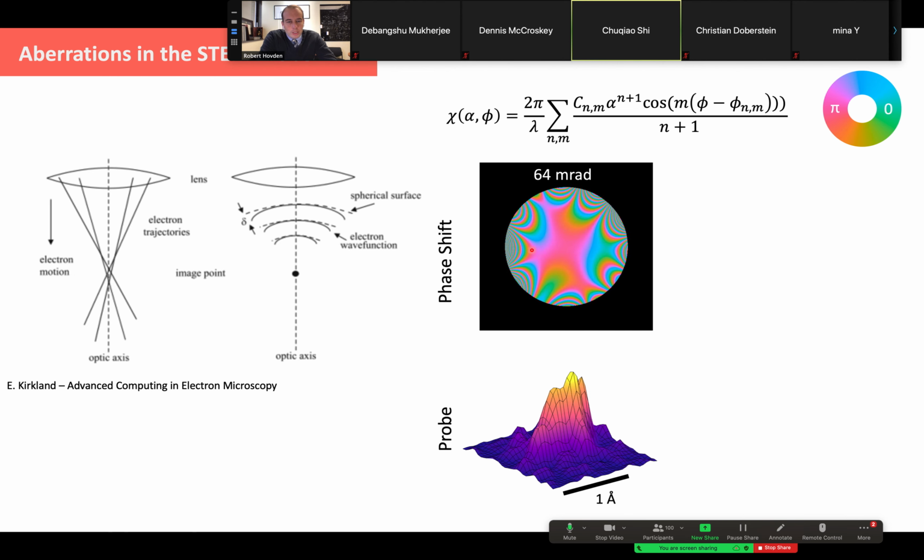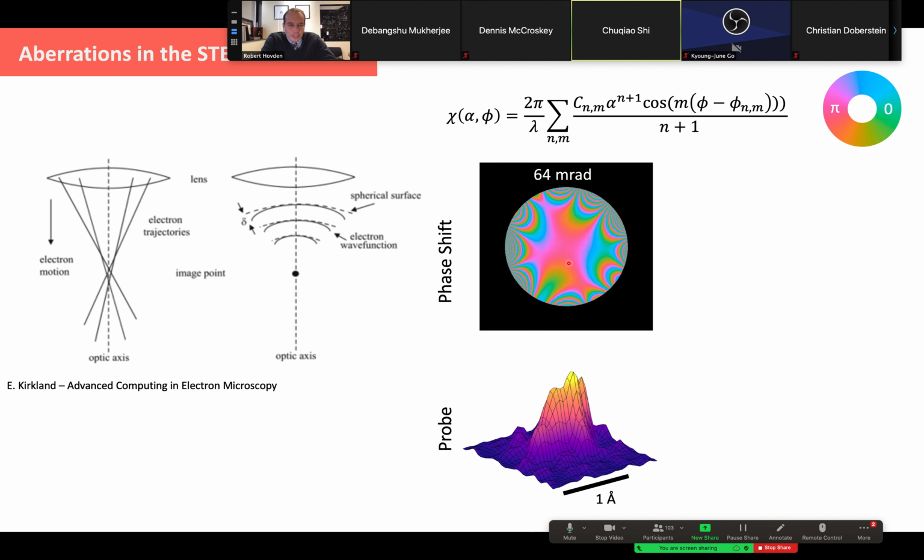So here is what a phase might look like across an aperture in an electron microscope. What we see is there's a large phase variation between 0 and 2 pi, and that variation happens more rapidly at the higher convergence angles out towards the edge of the disk. If we look at the probe formed from this phase variation in the 64 milliradian aperture, the probe looks quite messy, as does the change in the phase across the aperture.